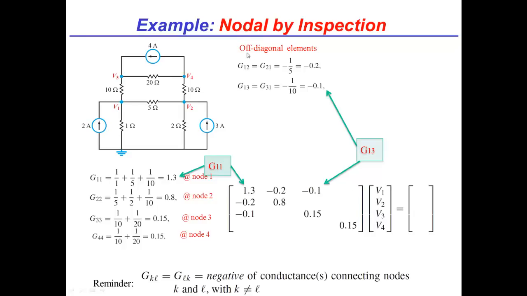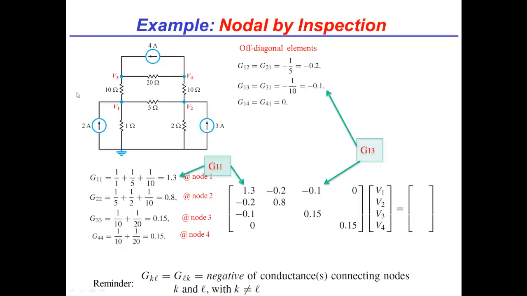And let's do a few more. G12, I get minus 0.2 because I've got 1 over 5 and a minus sign, so I get minus 0.2 and minus 0.2. So remember again, G12 is between nodes 1 and 2, so I have a 5 ohm resistor.